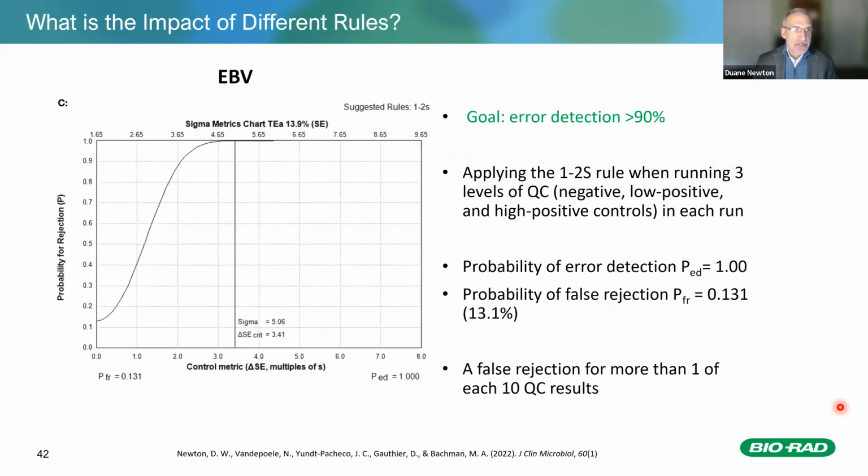So using EBV as an example, I wanted to show you the impact of utilizing different rules. Our goal is error detection of 90%. If you applied a very strict rule of 1,2S, where anytime a 1,2S rule is violated, running three levels of control, negative, low positive, and high positive, using the existing data, the 1,2S rule would detect errors 100% of the time.